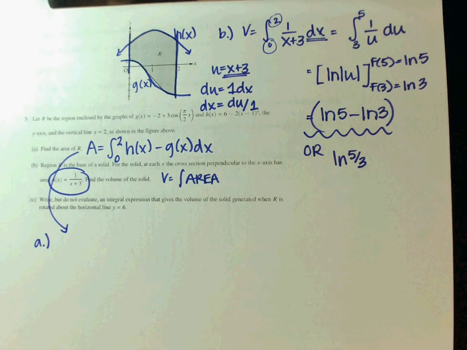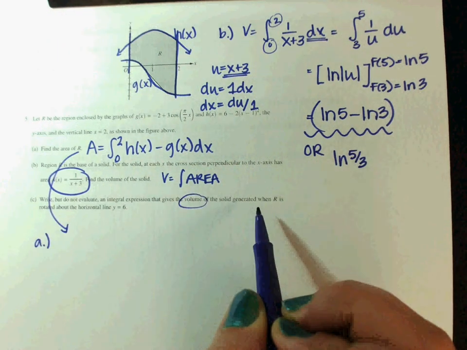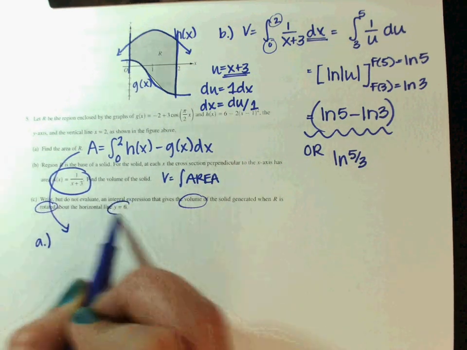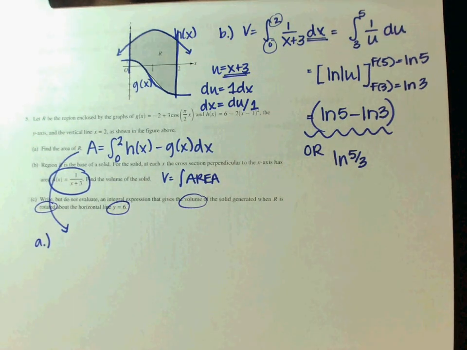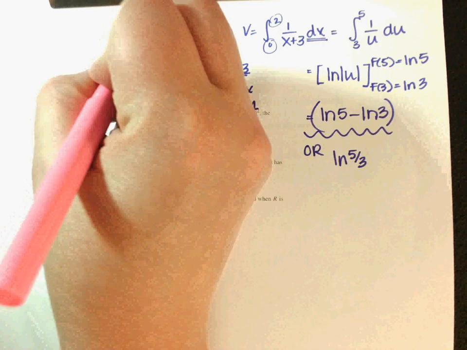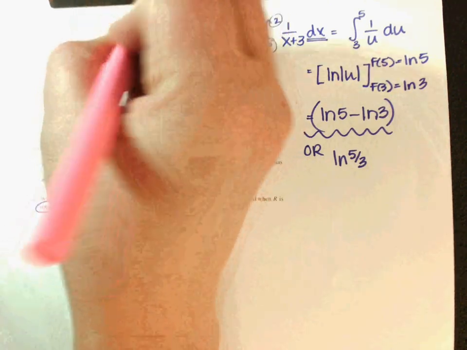Okay, look at part C. Part C says, write but do not evaluate an integral expression that gives the volume of this solid generated when R is rotated around y equals 6. So the first thing I want you to do is draw y equals 6. Okay, y equals 6 in your graph is going to be just slightly above. So I have 1, 2, 3, 4, 5, 6 is here.